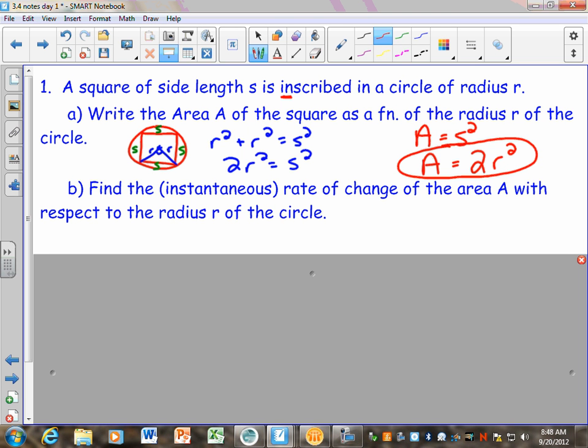We just use the power rule. Instead of y and x, we have A and r. Normally, we can say dy over dx. In this one, I could say dA over dr. I'm finding the derivative of A with respect to r. That's why it looks like that. And what would the derivative of that be? 4r. What this represents is the rate of change of the area with respect to the radius.